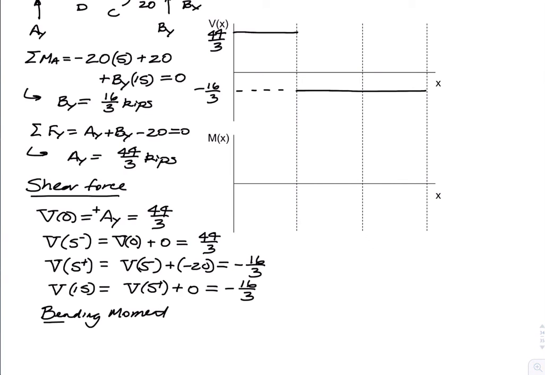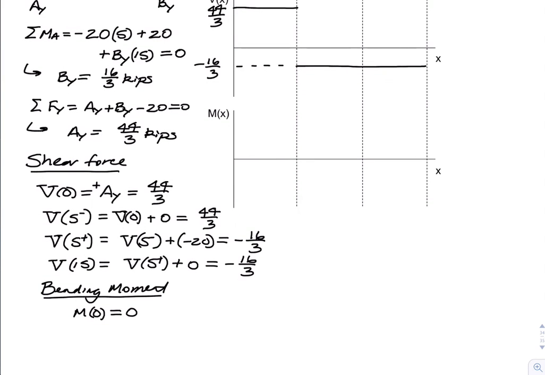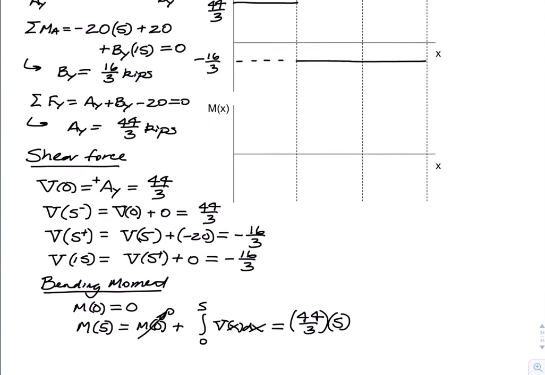So the bending moment, we know, since the left end is free, and that's the way we drew our FBD at the beginning, there is no bending moment there on the left hand side. The bending moment at 5 is equal to the bending moment on the left face plus the integral from 0 to 5 of v of x dx. Again, there's no bending moment on the left hand side. The area under that curve is going to be 44 thirds times 5, whatever that ends up being.